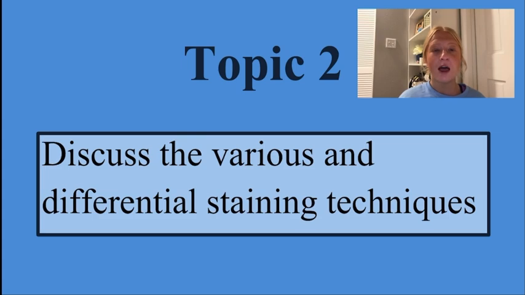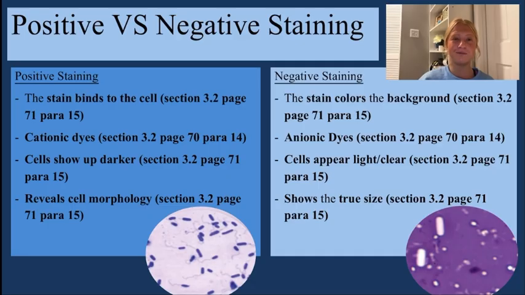So now I'm going to talk about the various differential staining techniques, because I loved learning about these, but I couldn't remember all the different details. Staining is done to make microorganisms more visible under a light microscope. With positive staining, the stain actually binds to the cell structures, but with negative staining, it colors the background instead. Positive staining uses cationic dyes that have a positive charge and are attracted to the negatively charged bacterial cell surface. So under the microscope, the cells appear colored and dark against a lighter background.